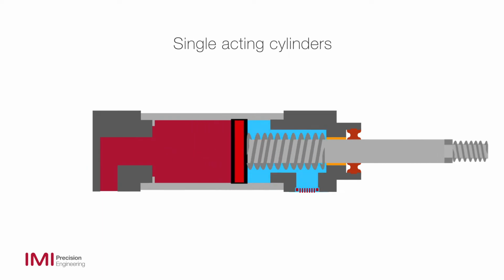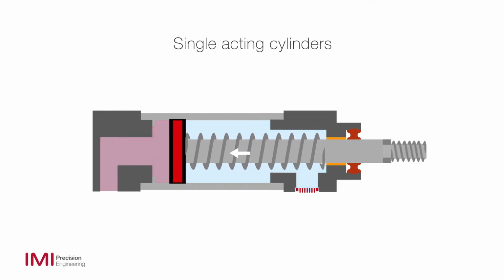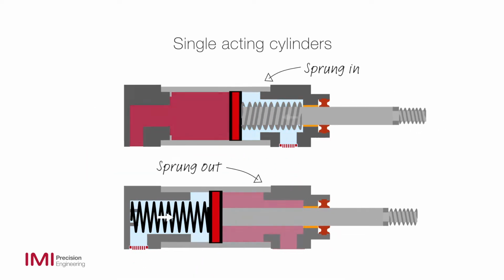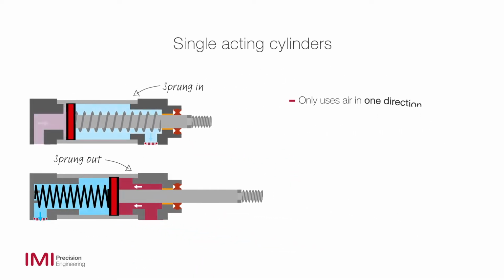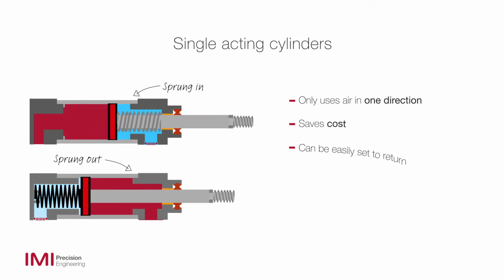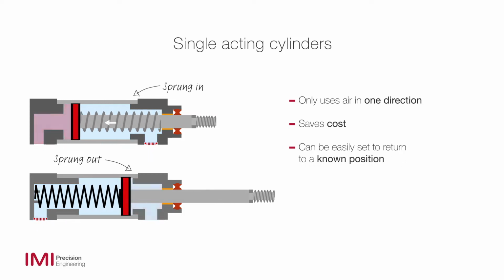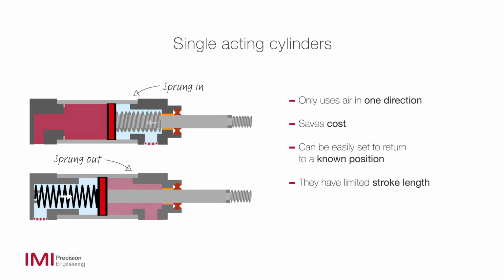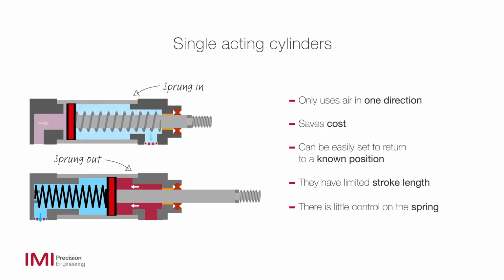Single-acting cylinders have a power stroke in one direction only, either sprung in or sprung out. The simple design only uses air in one direction, saving cost, and can be easily set to return to a known position. However, they do have limited stroke length, and there is little control on the spring.